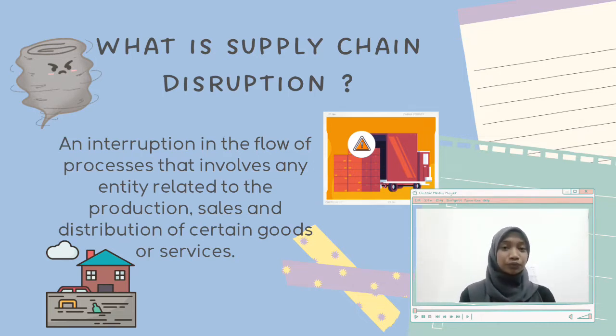What is supply chain disruption? Supply chain disruption can be defined as an interruption in the flow of processes that involves any entity related to the production, sales, and distribution of certain goods or services. Examples of intentional supply chain disruption are theft or contamination. As for unintentional supply chain disruption, it includes hurricanes, tornadoes, and floods.